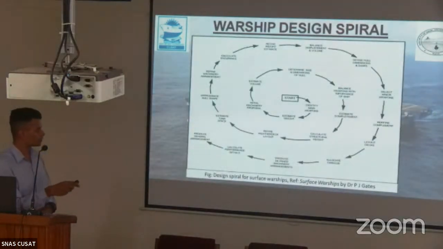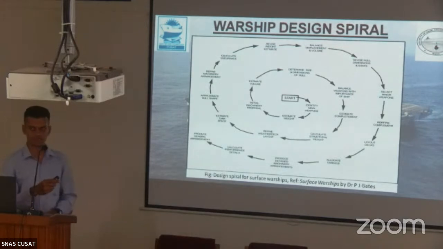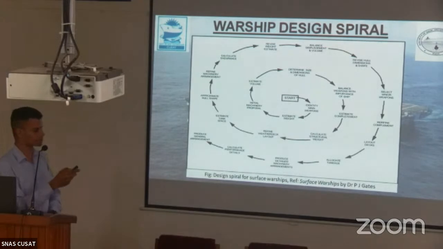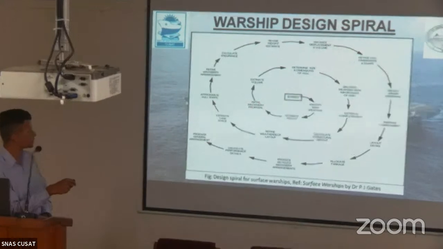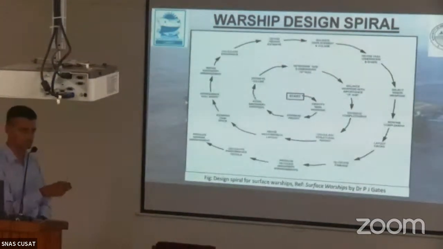Some of you might have seen a conventional design spiral for a conventional vessel, but for warships, this is a design spiral. It has been taken from a book named Surface Warships by Dr. P.J. Gates. You can see that the first point here is identifying the main weapons. Once you have identified the main weapons, you estimate the weight, do an initial machinery proposal, estimate the volume, and then you proceed in a systematic manner.